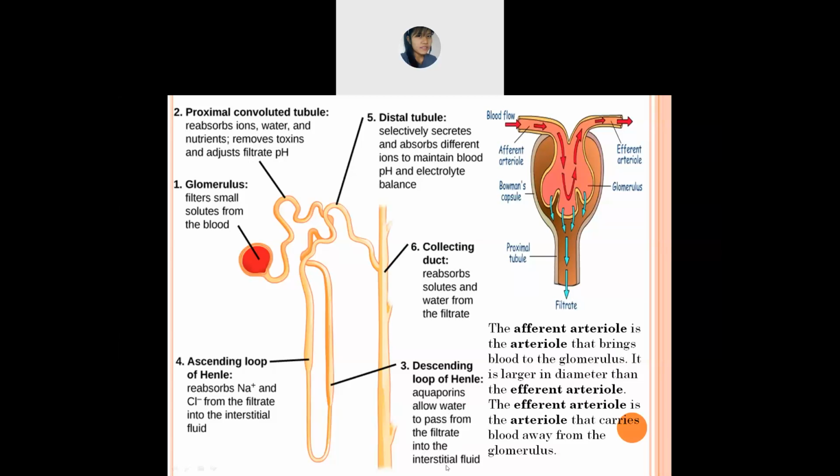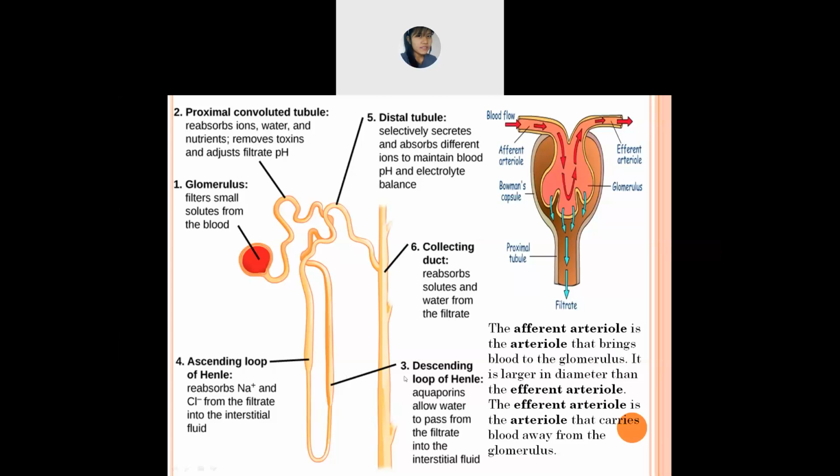Interstitial fluid means where there is a mixture of water, ions and small solutes. Small solutes means which is permeable to water, means where water will be able to flow. And here monitoring of glucose is also done, as we can see in this descending loop of Henle.